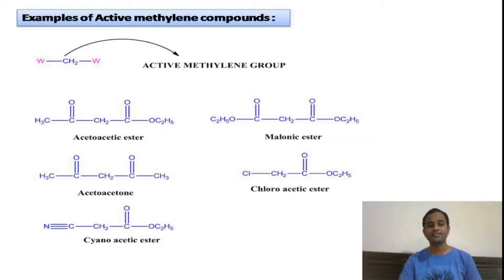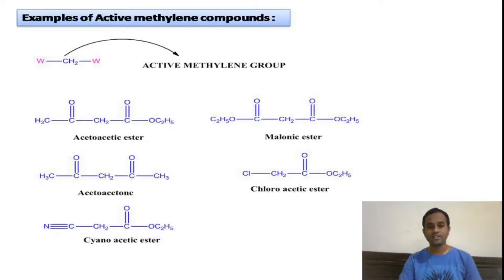Finally, you can see cyanoacetic ester. In this, the active methylene group is connected to a cyano group as well as an ester group. So these are examples of active methylene compounds, in which the active methylene group is connected to two withdrawing groups. Based on the different withdrawing groups, we give them different names: acetoacetic ester, malonic ester, acetoacetone, chloroacetic ester, cyanoacetic ester. Right? Now, in our syllabus, we have two compounds.